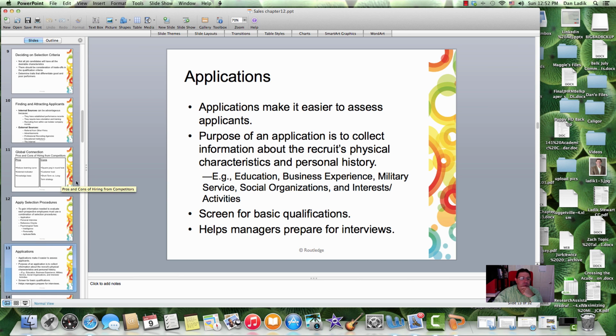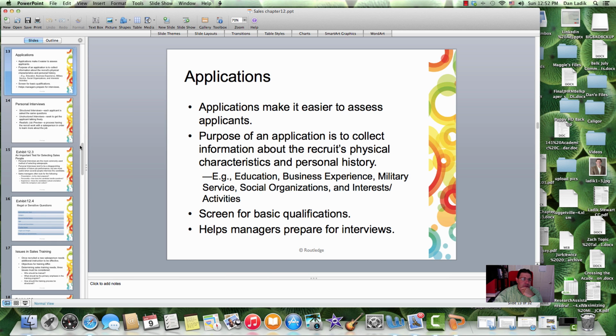Now, if we think about applications, applications is basically getting a resume. You might get some background information. You're looking for something that's going to jump off the page. It's a basic screener is really what it comes down to. And it also gives the manager something to prep the interview from.